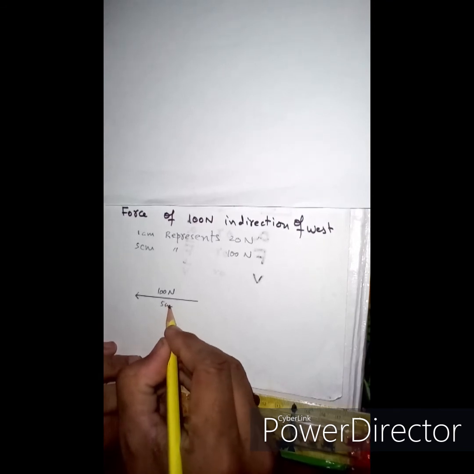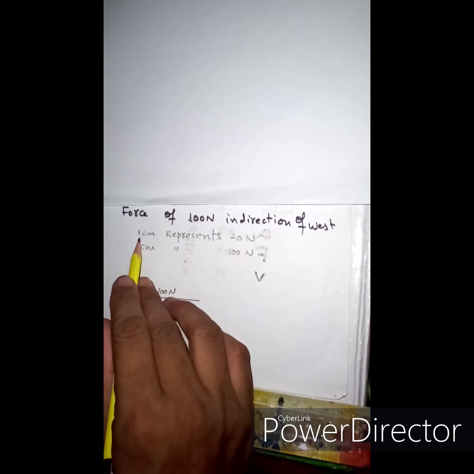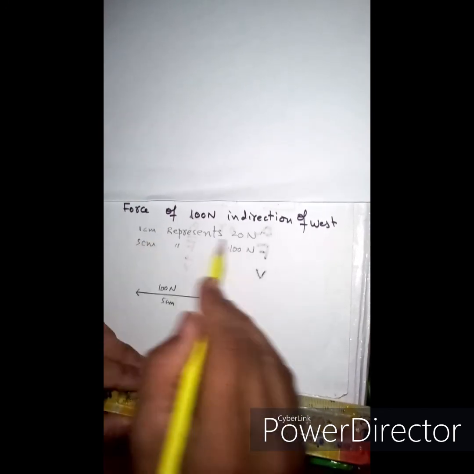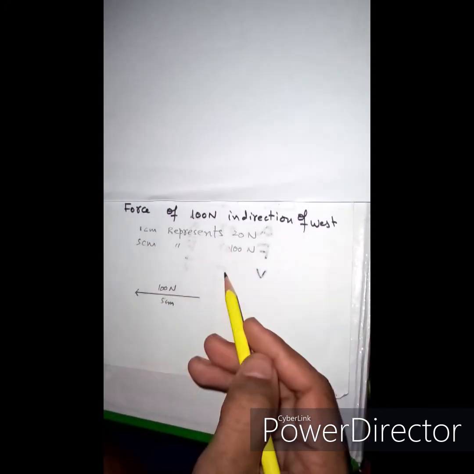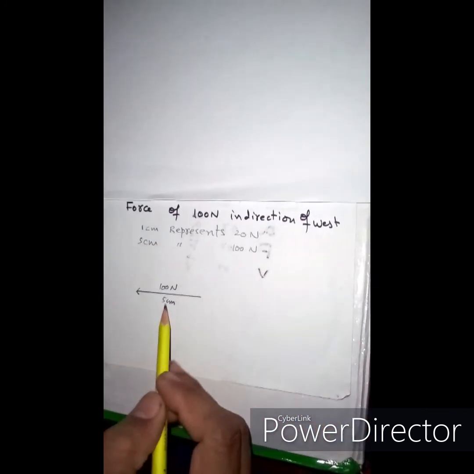There is no hard and fast rule about what the scale value must be. It is totally up to you. Either 1 centimeter represents 25 Newton, or you may represent 1 centimeter as 50 Newton. It is totally up to you.